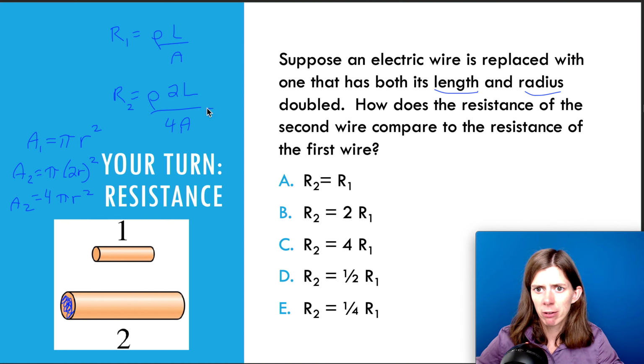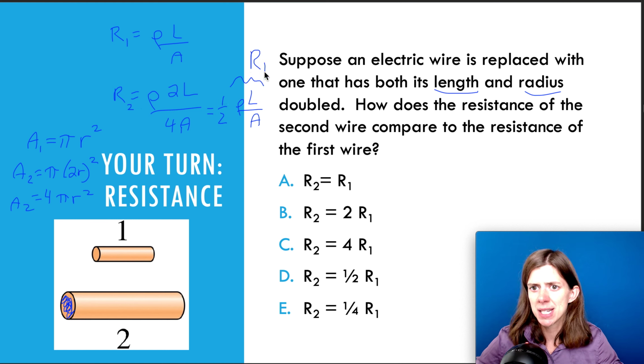And now we simplify and we get a factor of 1/2 in the front: 1/2 rho L over A. So we can see that the new resistance is 1/2 of the old resistance, R1, which was the old resistance. So that is our answer.